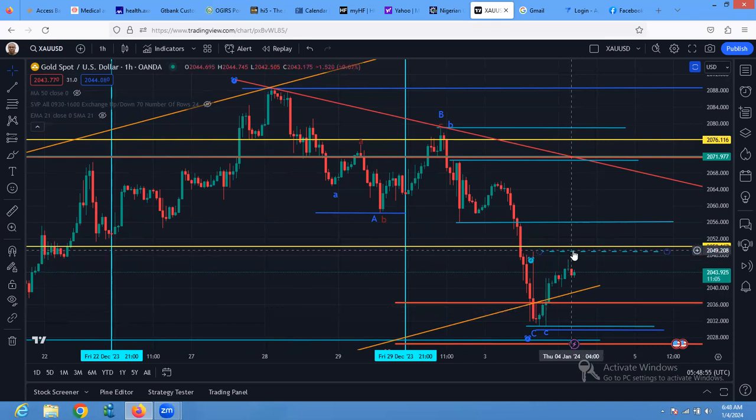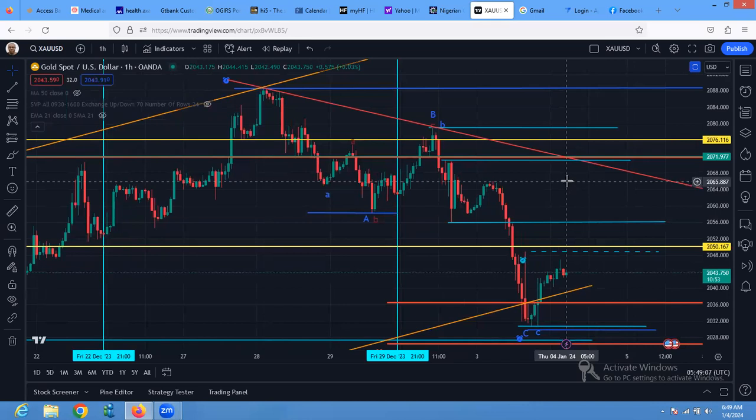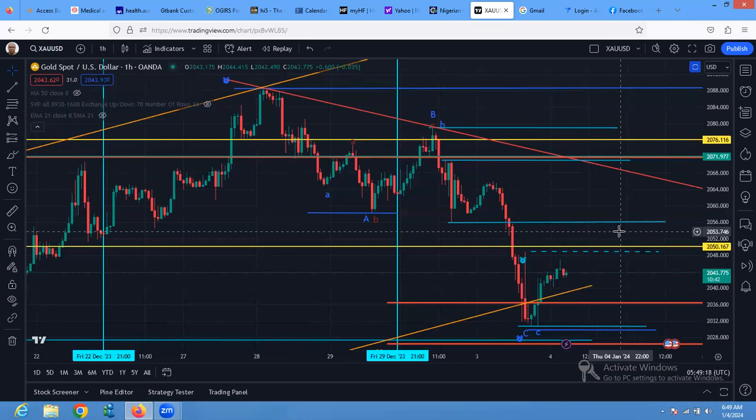Once price breaks out of here, I will continue to shift my stop loss until it's positive. Once that happens, I will be looking for a retracement. If we don't break out of the 61 point, or let's say 78 to the upside, or this point to the upside, price is going to do a C leg to the downside.